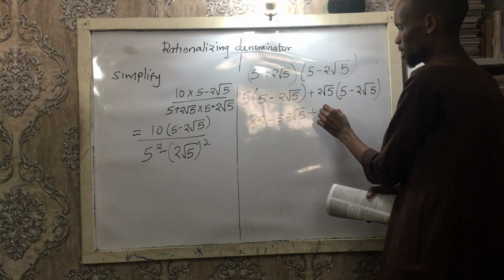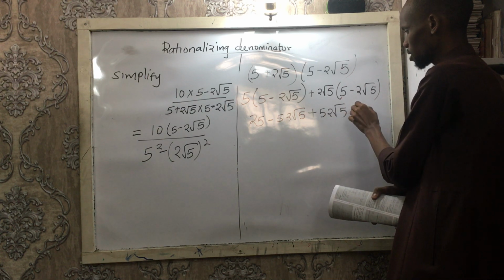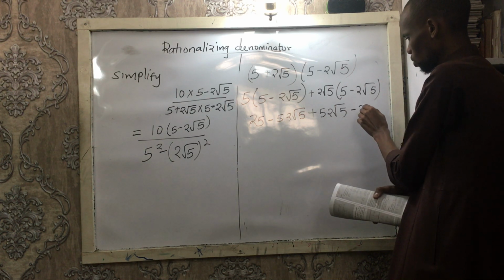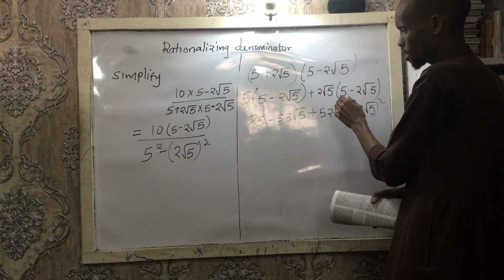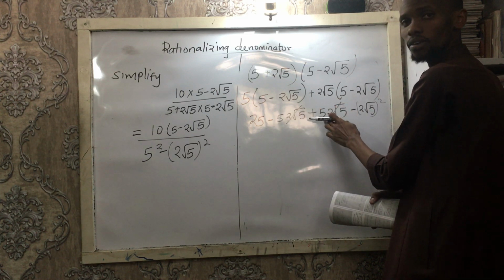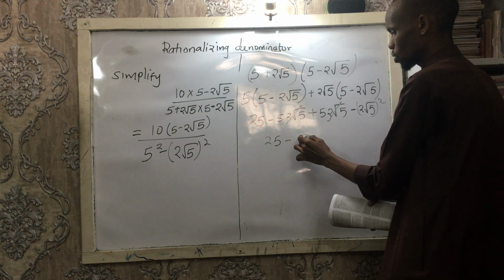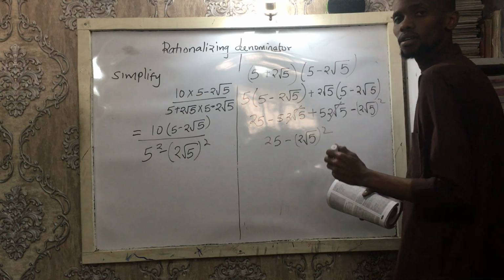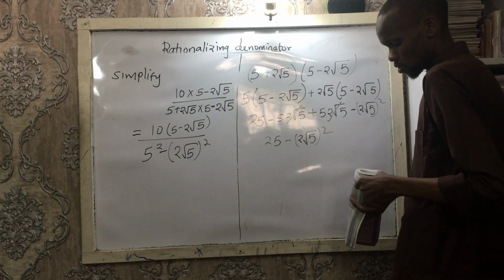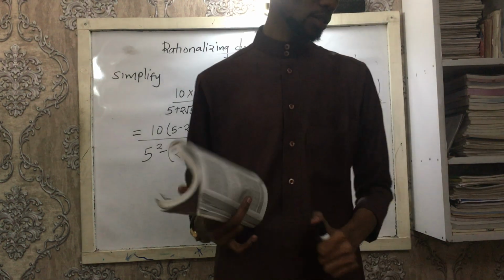Plus 5 times 2 root 5, minus 2 root 5 squared, right? This and this cancel out, minus plus. So that I can have 25 minus 2 root 5 squared. It is here. Understood? Yeah. It's just opening the bracket.